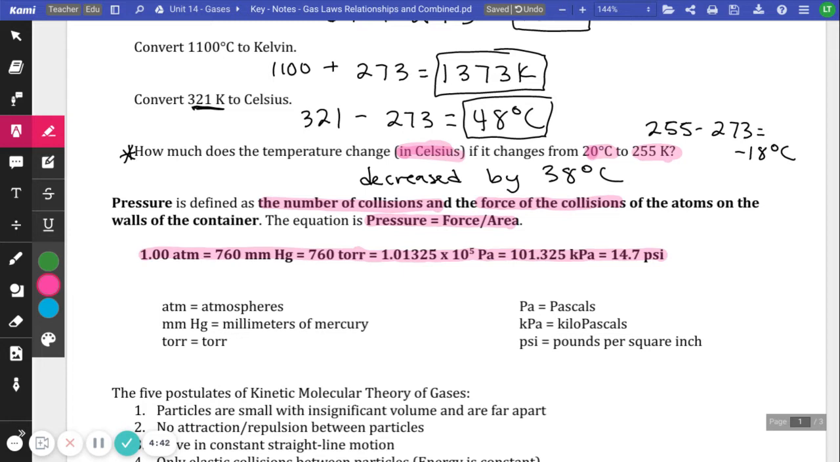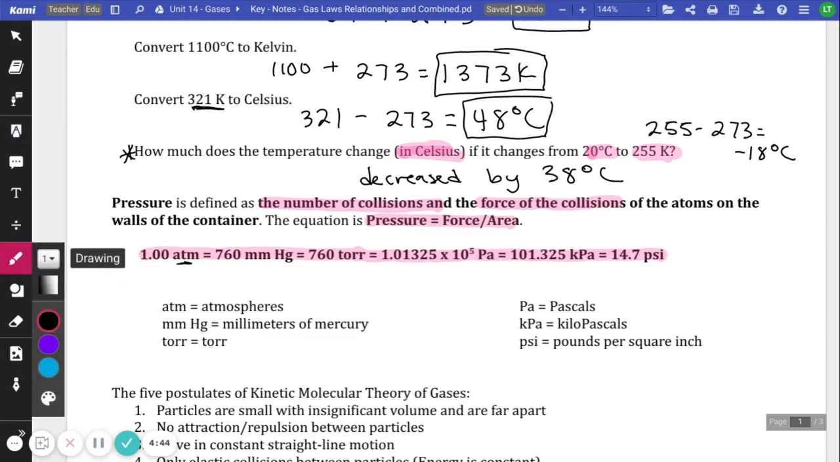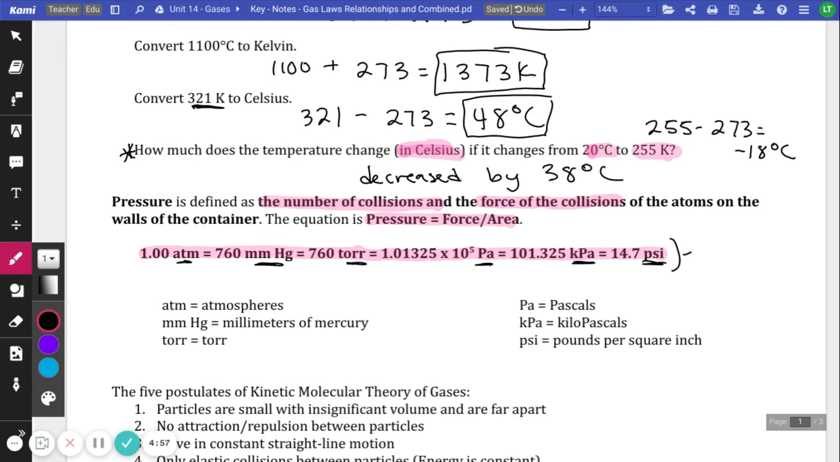These are all different units that you can see. So we have atmospheres, millimeters of mercury, torr, pascals, kilopascals, and PSI, which is pounds per square inch. These are all equivalent. So if you were given two different pressure units, we could use these as conversions to make sure they end up the same. For example, if I had atmospheres for one of my pressures and PSI for another, I could use this to convert between them.